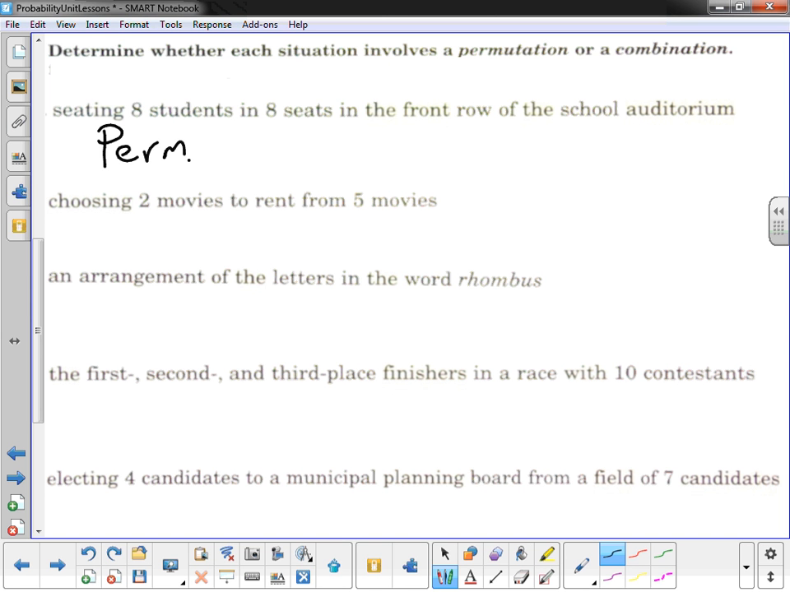Let's say I want to choose 2 movies to rent from 5 different movies. I have 5 movies there and I get 2 of them. It doesn't matter if I pick movie A first or movie A second, as long as it's one of the 2. So that's a combination.